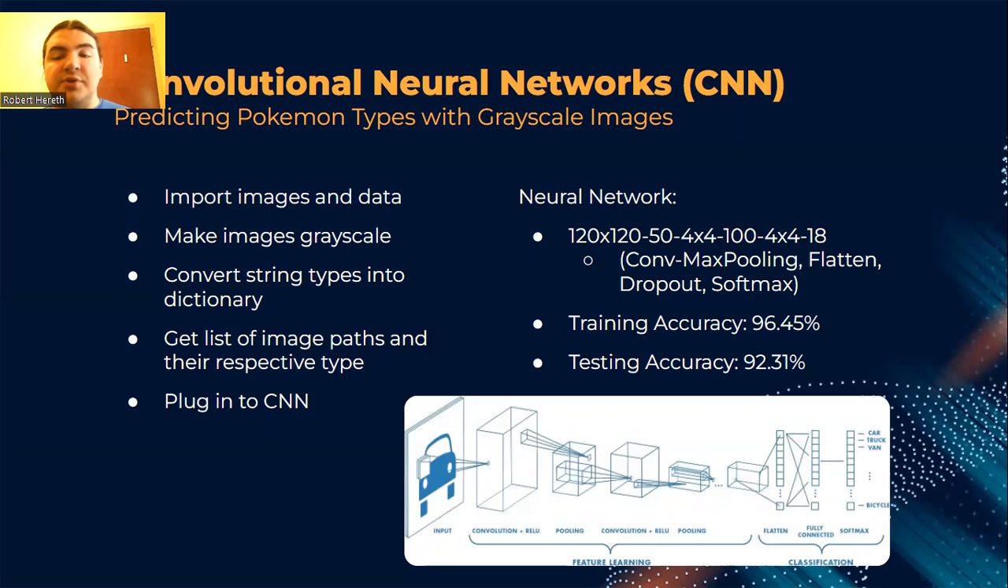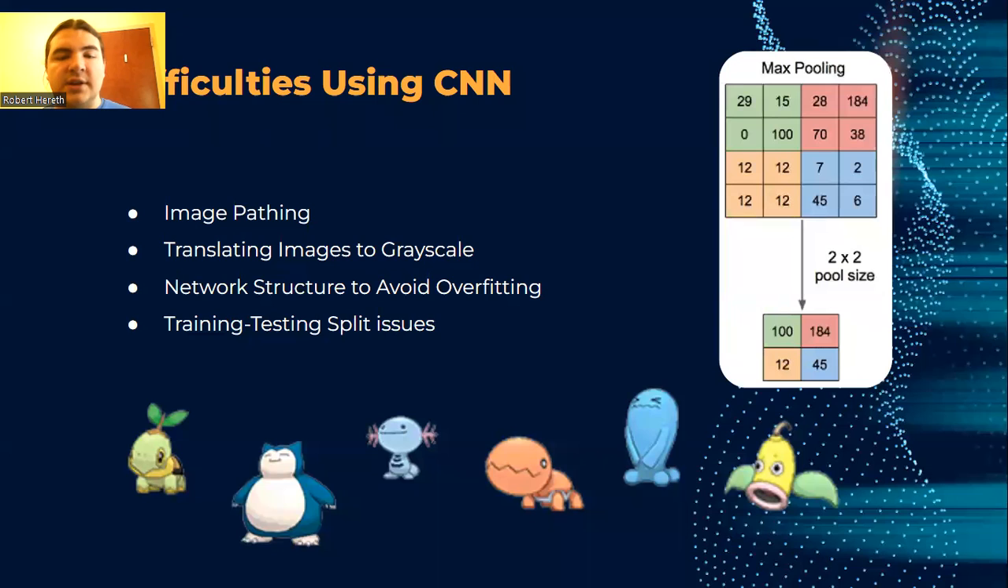Within this, we ended up with a training accuracy of 96.45% and testing accuracy of 92.31%. I felt as though it was important to do grayscale images because, as you'll see on a handful of these Pokemon, oftentimes the color of the Pokemon correlates to what type it is, with more bluish Pokemon being water-based, tan Pokemon being normal-based, green Pokemon being plant-based, and orange ones being ground-based.